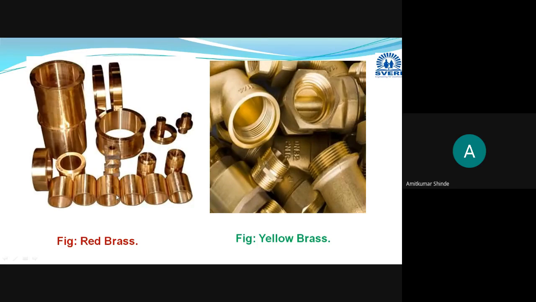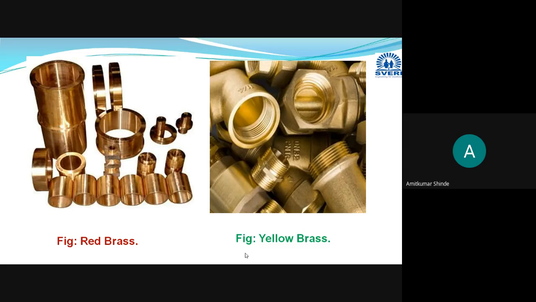Here I have taken some pictures of their components. These are the components manufactured from the red brasses. You will find that they have a somewhat reddish color, which means in this case the percentage of copper is very high. In the red brasses, the percentage of zinc will be less than 20%. Whenever the percentage of zinc is less than 20%, it will have a reddish color, and that brass will be termed as red brass. And whenever a brass has zinc more than 20%, then it will have a yellowish color. That's why it will be termed as yellow brass.